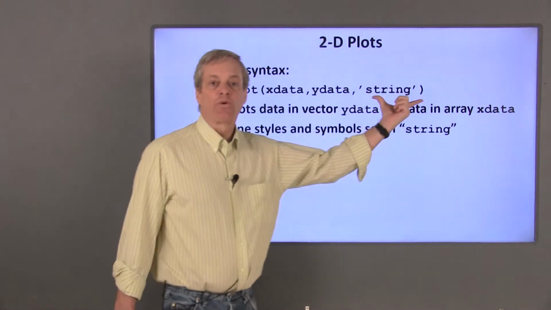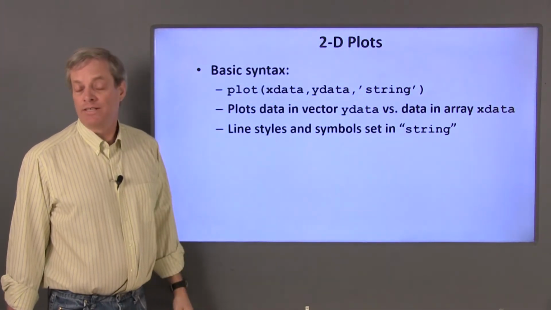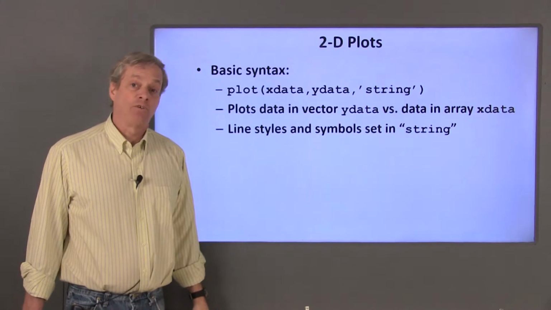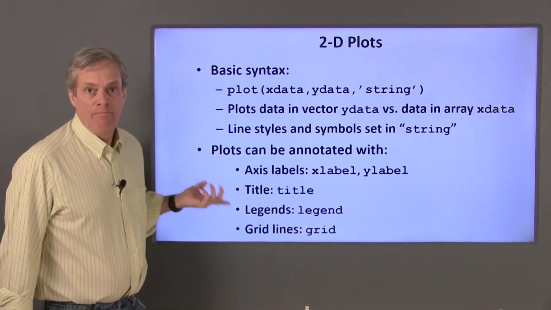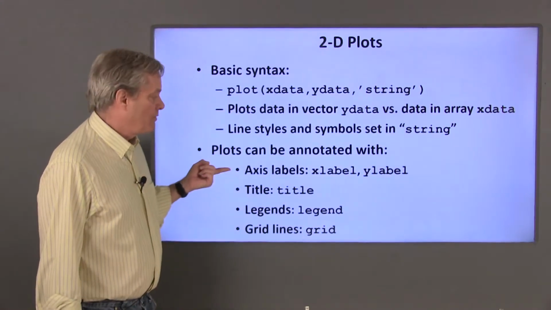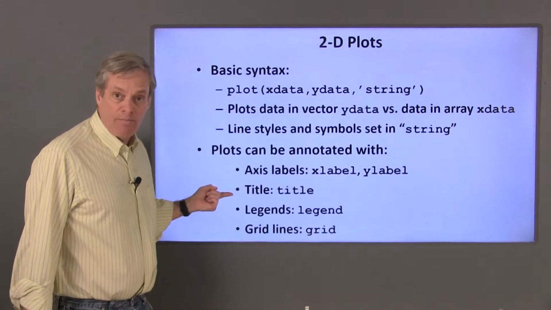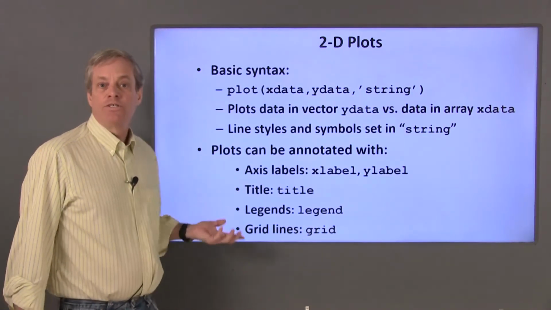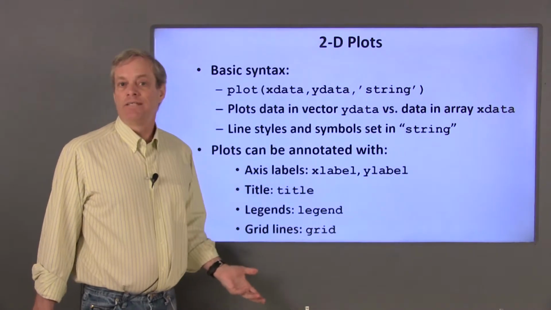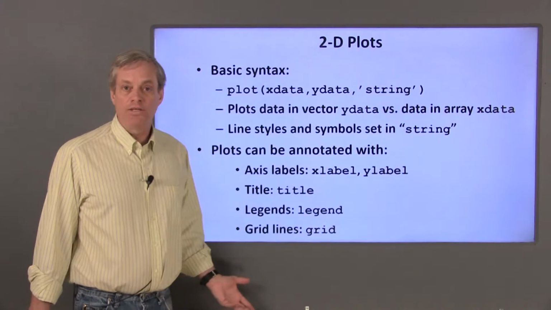An optional string after the data specifies a line style for the plot, symbols to place at the data points, and colors for lines and symbols. Annotating plots is pretty easy in MATLAB. You can put labels on the axes with the xlabel and ylabel commands. And a title can be put at the top of the plot with the title command. The arguments to all of these functions are just a string of text placed in single quotes. The text is displayed on the plot at the appropriate location.